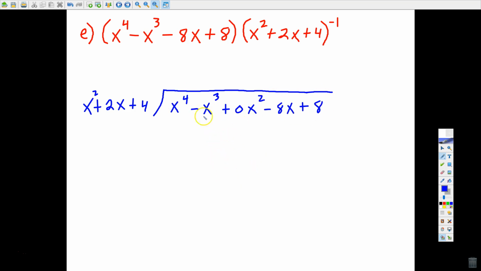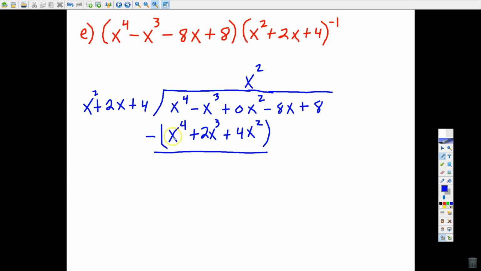All right, but the process remains the same. Divide the first term into the first term. So divide x squared into x to the fourth. That goes x squared times. Now multiply. X squared times x squared is x to the fourth. X squared times 2x is 2x cubed. X squared times 4, 4x squared. And subtract.